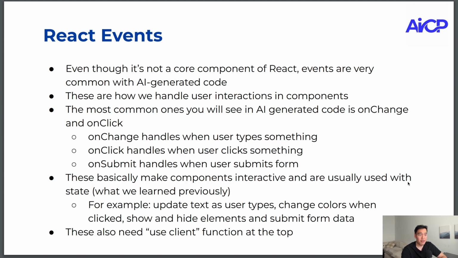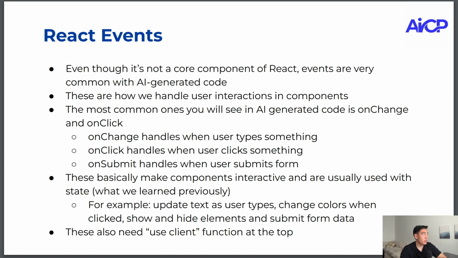Now, the last thing to cover here is React events. Even though it's not a core component of React, events are still very common with AI generated code. So React events are basically how we handle user interactions within components. The most common ones that you'll see within AI generated code are onChange or onClick. So onChange handles when a user types something. onClick, which we've seen in previous examples, is when a user clicks something.